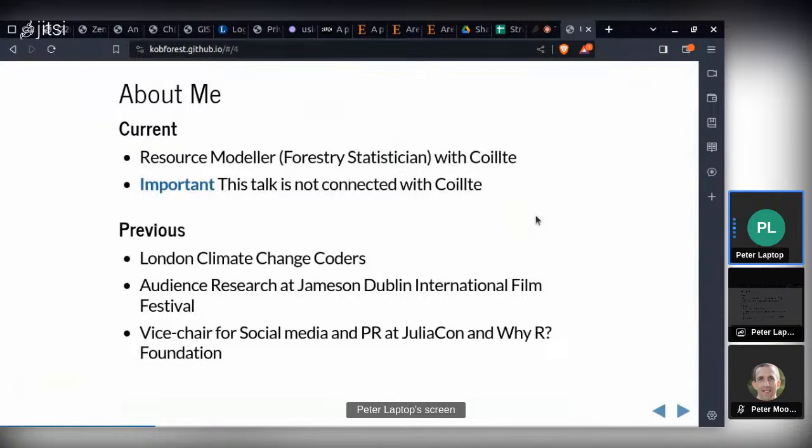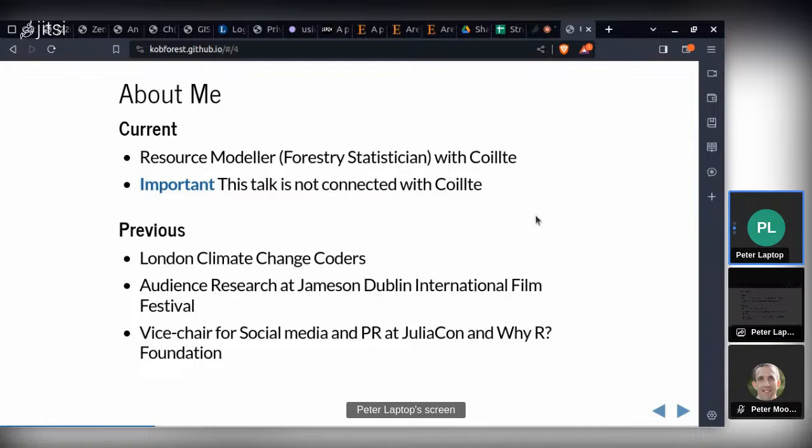My name is Kevin O'Brien. I'm a resource modeler with Quilcha, which is to say a forestry statistician. But importantly, this talk is not really connected to Quilcha, because they'd kill me. And more to the point, it predates Quilcha, to be honest with you. It's connected to some things I have done previously.